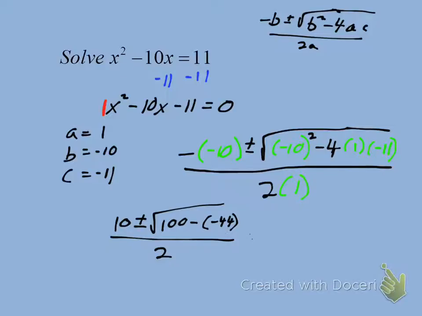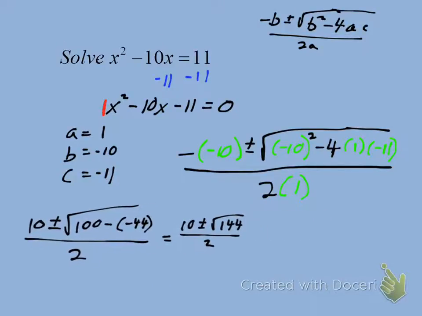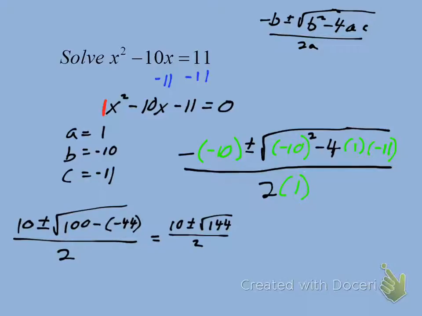Okay. From there, continue your simplifying. So what's 100 minus a negative 44? Other way. 100 minus a negative 44. 144. Back-to-back negatives make positive. Okay. What's my next step then? The square root, which is what? 12. Good. Okay, so we have 10 plus minus 12 over 2.